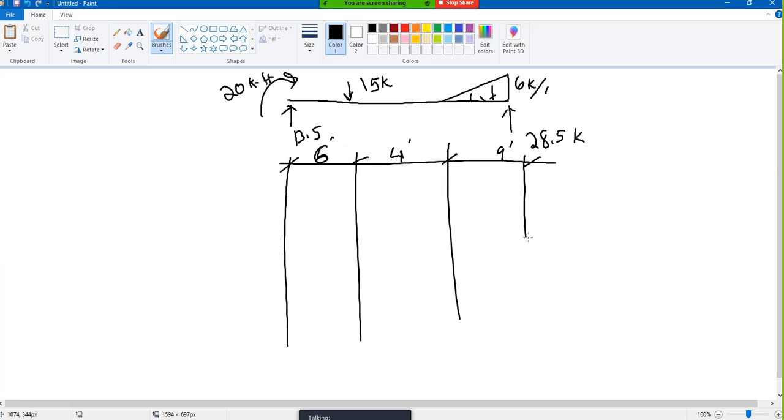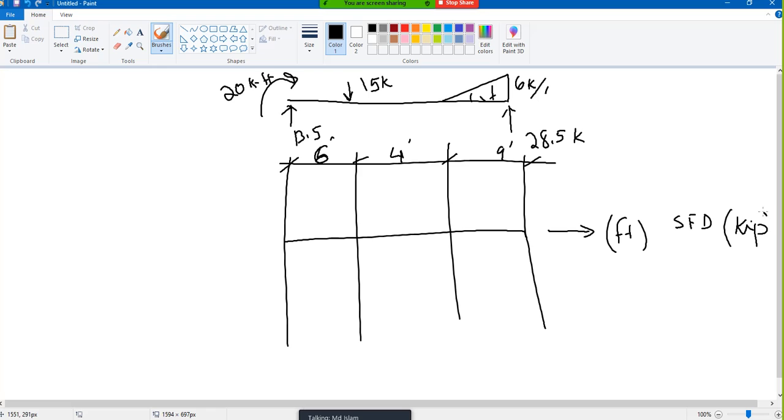Okay, so first we will draw the shear force diagram, say here. This way it is feet, and we are drawing the shear force diagram. My unit is kip. If you write your unit here, you do not need to show it in the diagram. That way your diagram will be clean. Okay, so what is the first step for the shear force diagram? Just follow the loads. At the beginning, what is my load? You can see 13.5, and it is up. So we will go up.